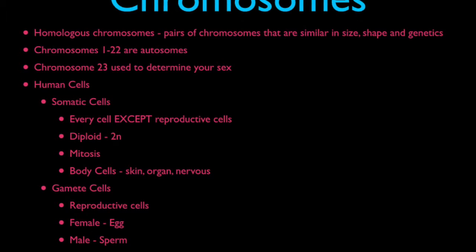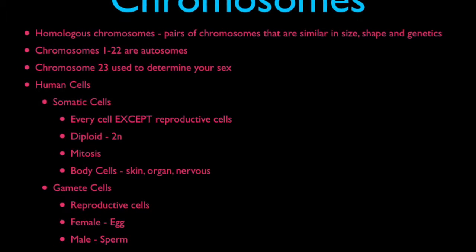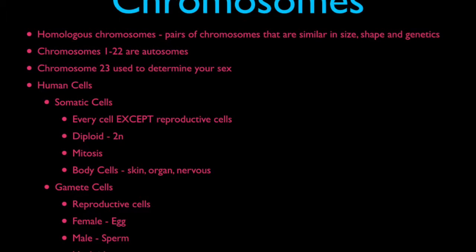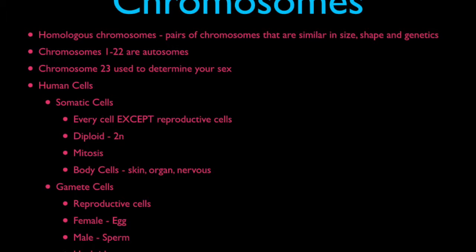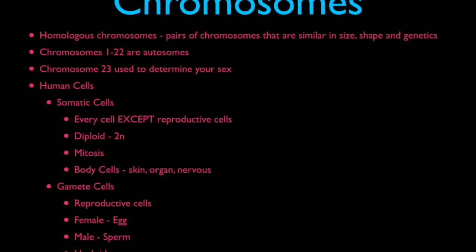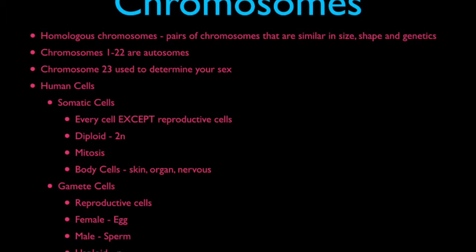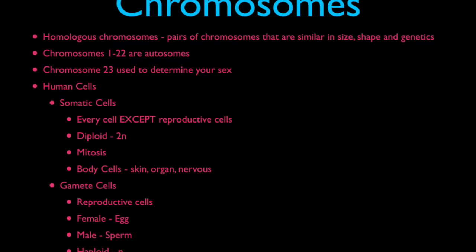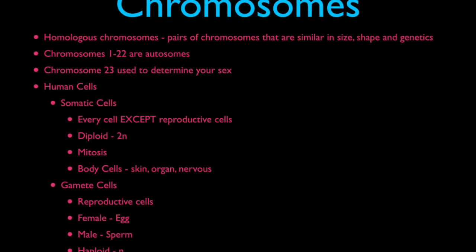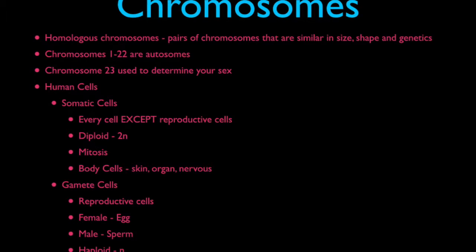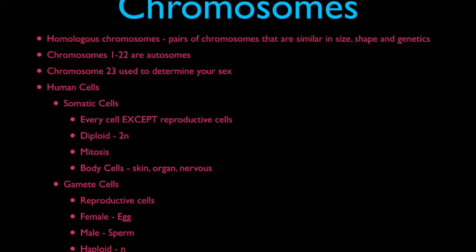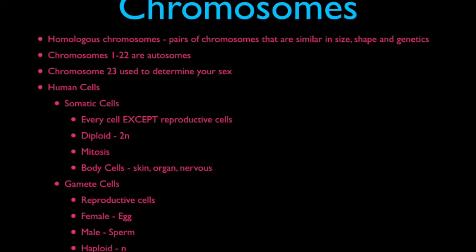There are 2 types of human cells. You have somatic and gamete. Somatic cells, these are every cell except reproductive cells, meaning your egg and sperm. They are diploid cells, which are represented by 2N, and they undergo mitosis. Examples of this type of cell are your skin cells, organ cells, and nervous system cells.